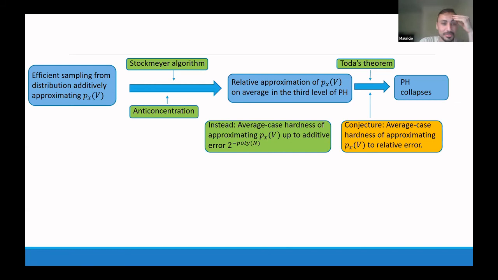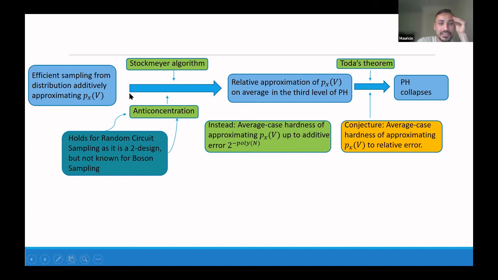Now, a key thing here is the anticoncentration, because this is known for random circuit sampling, but it's not known for boson sampling, actually. And this is why I'm saying all the time that fermion sampling is like a middle option between random circuit sampling and boson sampling. The surprising result of ours was that we actually could prove anticoncentration. So we have anticoncentration, and we have certification schemes that are not in random circuit sampling but are in boson sampling. And then we get the best of both worlds, in a sense.